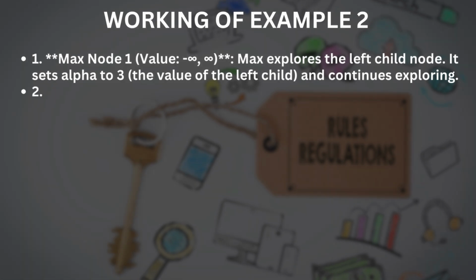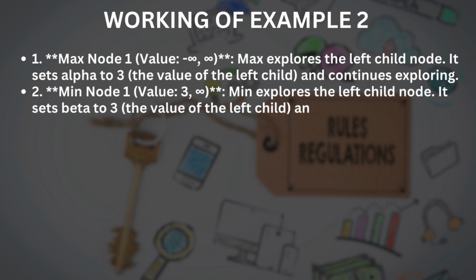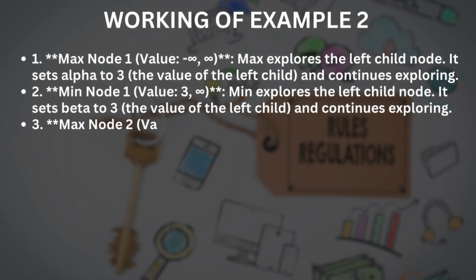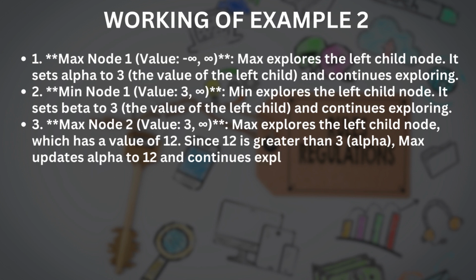Second, min node 1, value 3, infinity. Min explores the left child node. It sets beta to 3, the value of the left child, and continues exploring. Step 3, max node 2, value 3 and infinity. Max explores the left child node which has a value of 12.